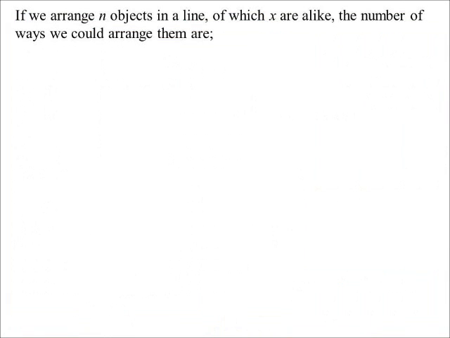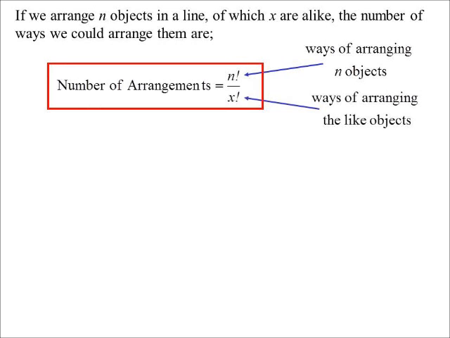If we've got n objects, x of which are the same, the number of ways I could arrange them is n factorial divided by x factorial, the number of ways I could arrange the same objects if they were different. Okay? So the number of ways of arranging n objects, divided by the number of ways of arranging the like objects if they were different.